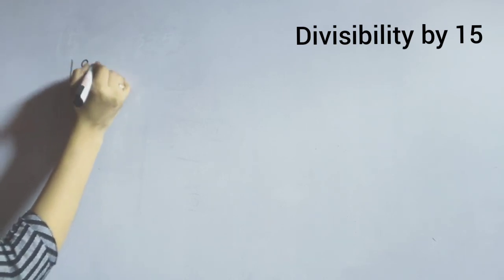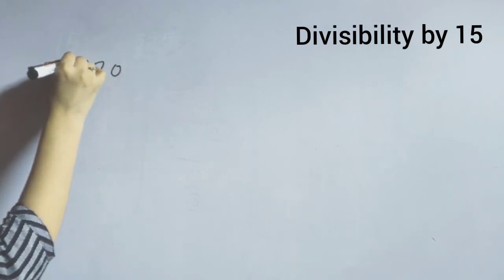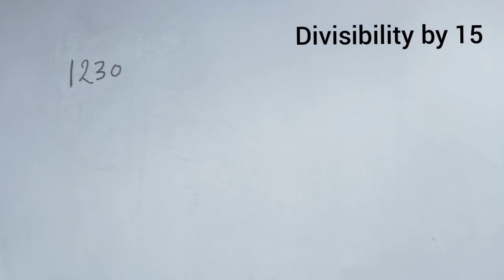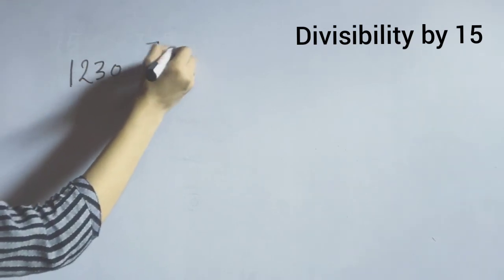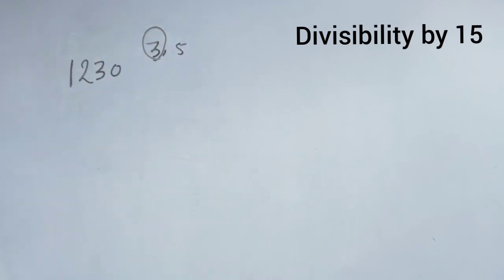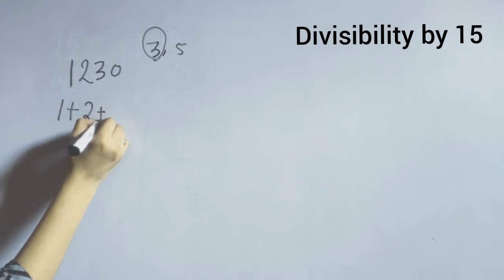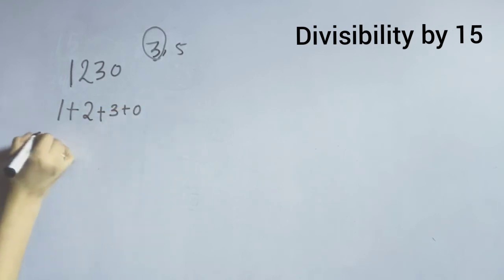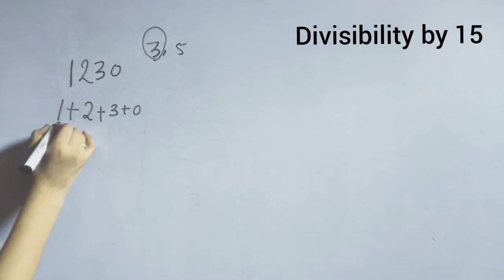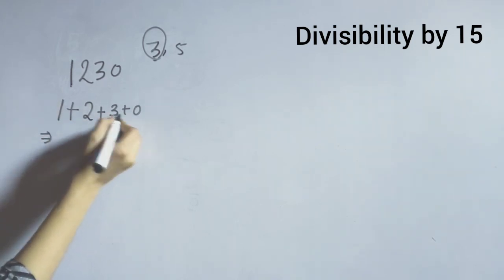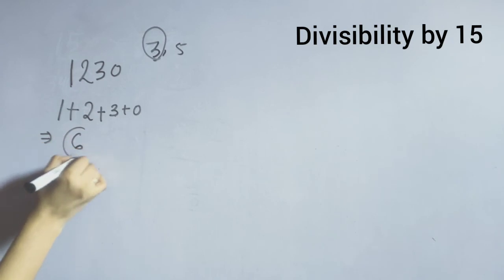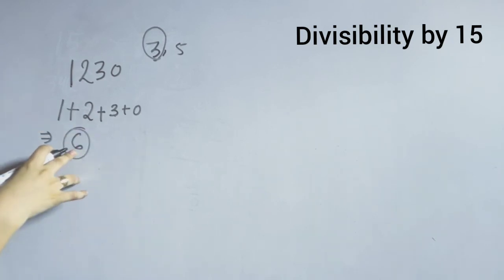Now let's take another example. Here you have 1, 2, 3, 0 and you have to check it for 15. That this number is divisible by 15 or not. So firstly we will check it for 3 and then 5. So the divisibility for 3 is, we will add these digits together and if the answer is divisible by 3, so that number is divisible by 3. 1 plus 2, 3 plus 3, 6 plus 0, 6. So you can say it is divisible by 3.